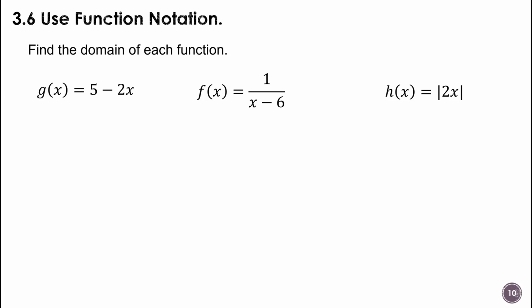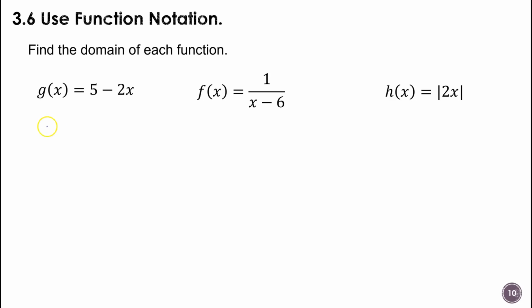Hi again, we're on section 3.6 and we're going to be talking about domain. When we're talking about domain of an equation, we could find some ordered pairs if we needed to. But really I want you to look at it in this way. If it's a linear equation, and this is the same as y equals 5 minus 2x, it's just a line. And so there are no restrictions on my x coordinates. That means x can be anything.